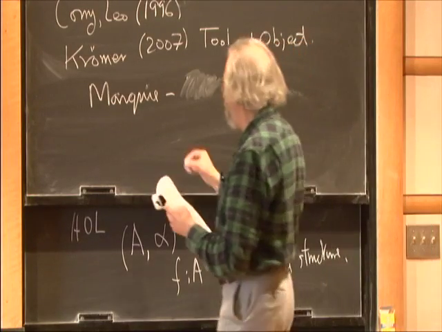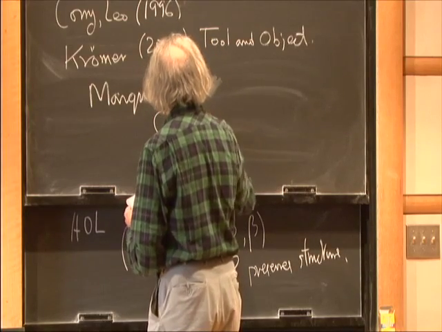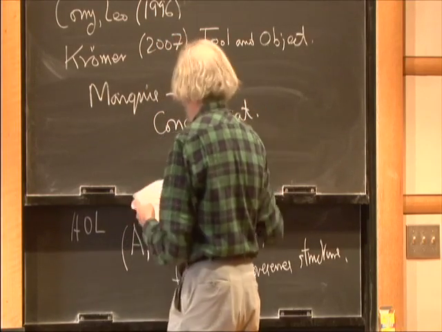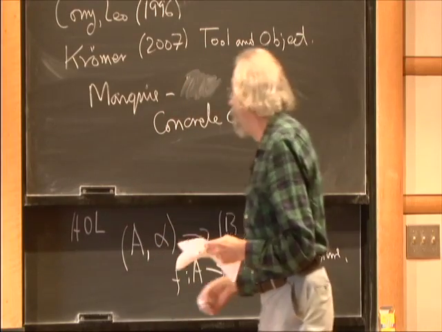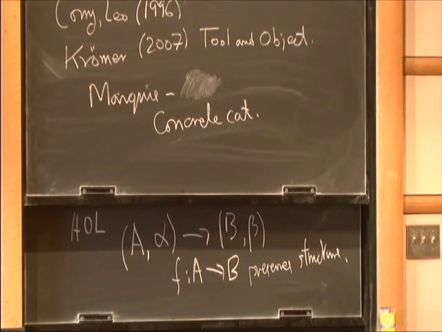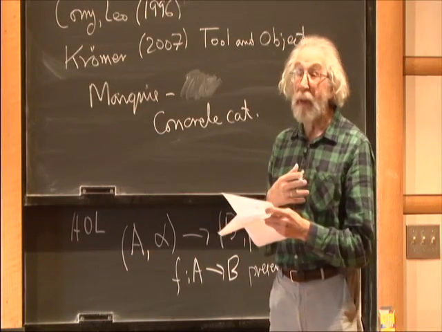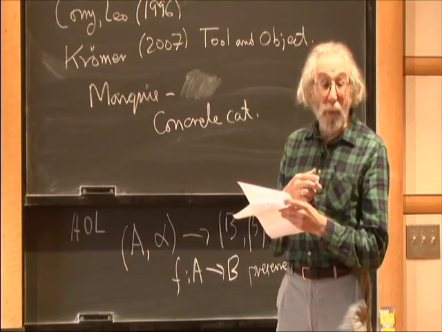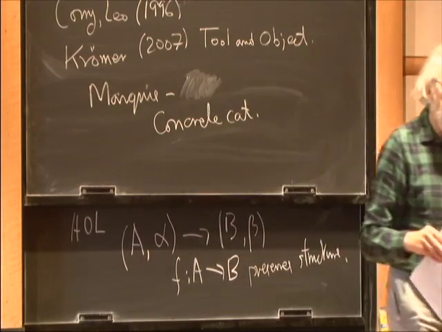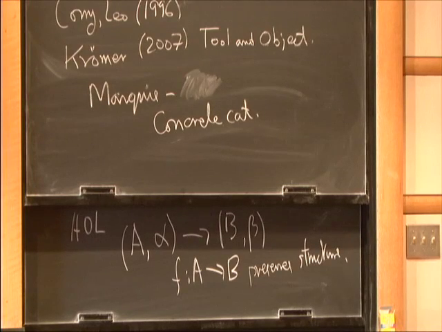Another thing I should mention is the notion of concrete category, which I'll be saying more about. And so there's a literature on that. In particular, there's a book by Adamek, Herrlich, and Strecker called Concrete Categories, which I found useful. And again, if you Google, which I did, I guess, for the first time this morning, on concrete categories, there's interesting stuff to read, which I haven't taken account of yet.